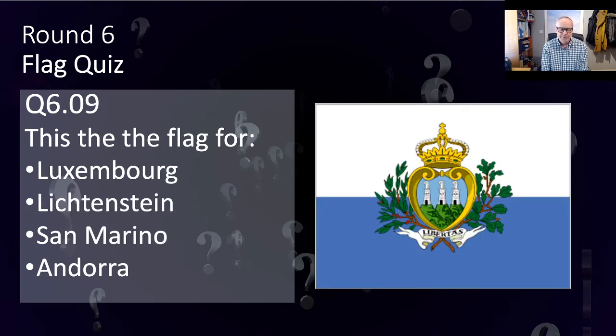Question number 9. Is this the flag for Luxembourg, Liechtenstein, San Marino or Andorra? Luxembourg, Liechtenstein, San Marino or Andorra?